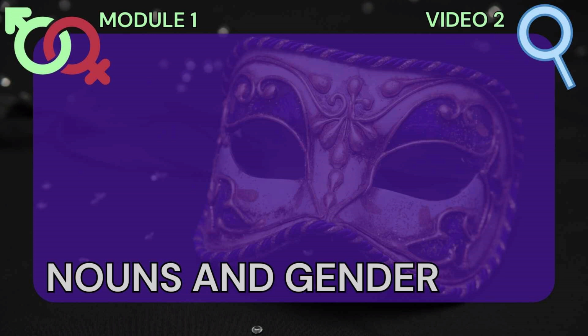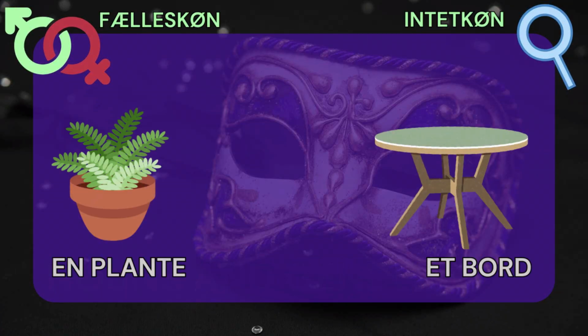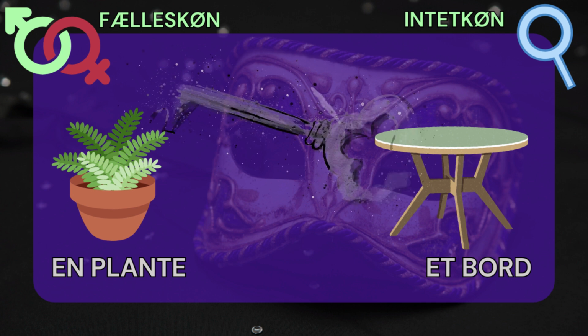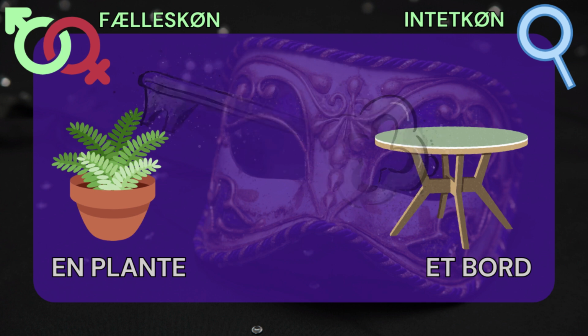Imagine stepping into a grand masquerade ball where nouns come to life dressed in their unique gender-specific attire. It's a Danish language soiree like no other. Yeah, okay, really it's just two words with different articles, but we have to make this stuff interesting somehow. Allow me to introduce our stars of the evening, the dashing commons and the mysterious neuters. Fælleskøn, meaning common gender, and intetkøn, meaning neuter, literally no gender. Let's talk about the magical keys that unlock this gender-filled ball.